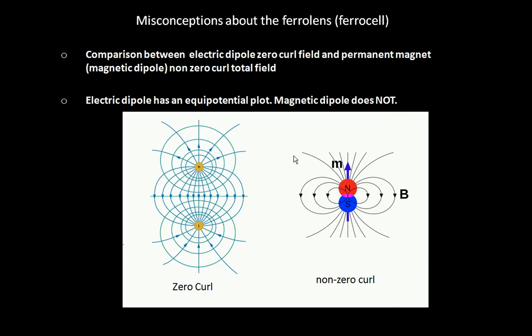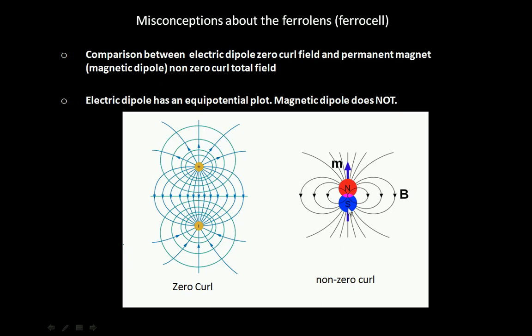So what that means? It means that it has curl. Non-zero curl means that it has curl. In contrast to the electric dipole, which has zero curl. Meaning, here in the magnetic dipole, all the magnetic force lines, also called magnetic flux lines, or just magnetic flux, are returning to the dipole, starting from the North Pole and returning to the South Pole.